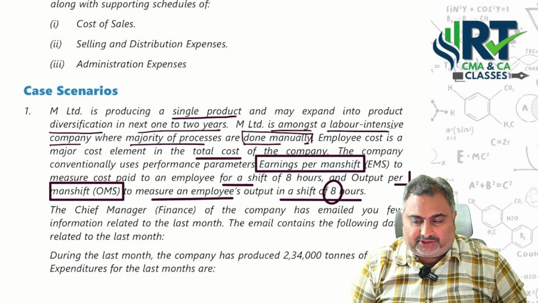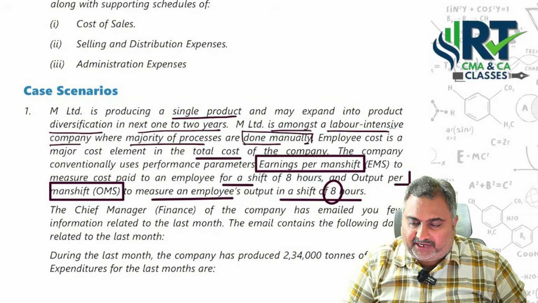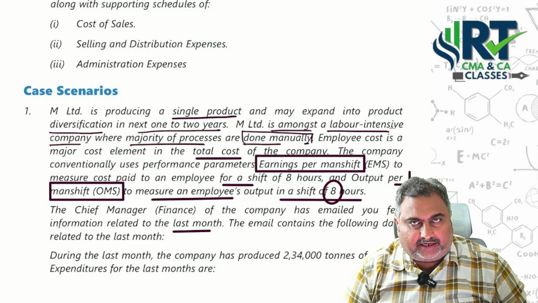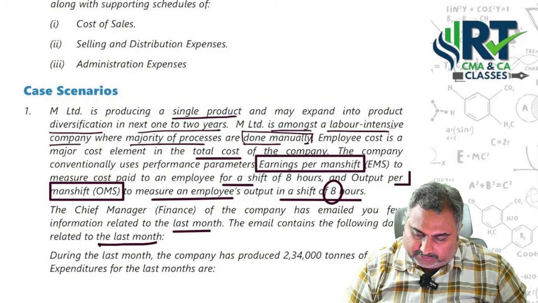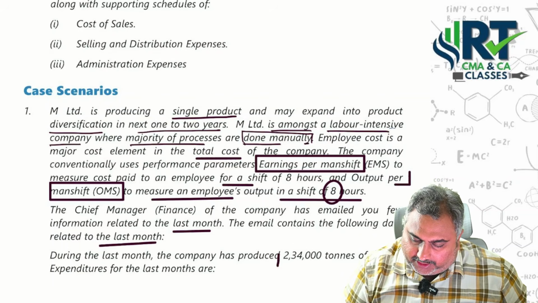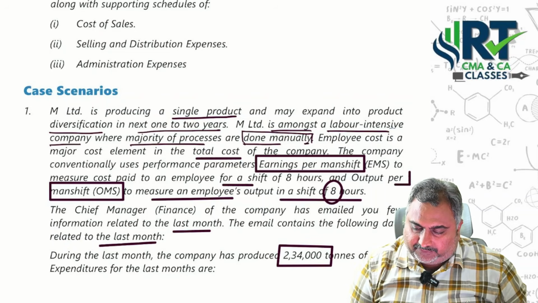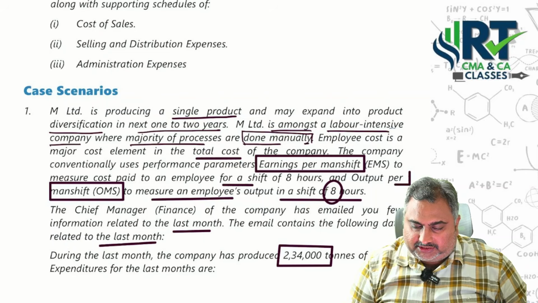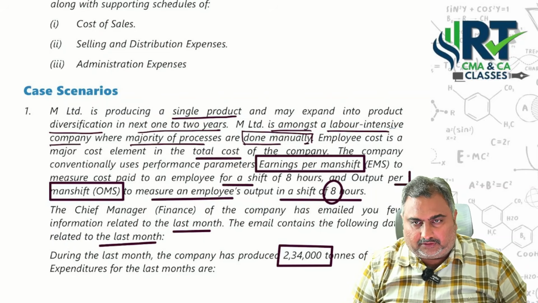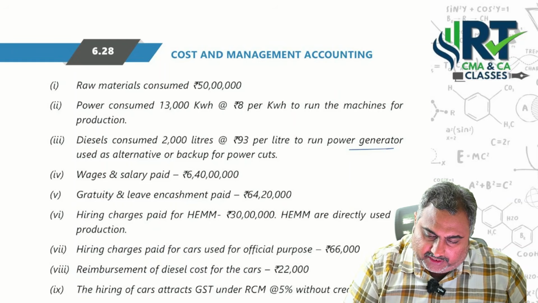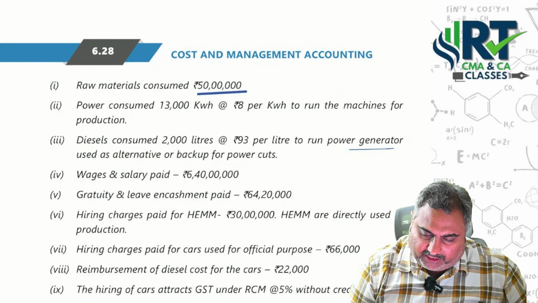The chief manager of the company has emailed you some information relating to the last month. The email contained the following data. During the last month, the company has produced 2,34,000 tons of output. The expenditure for the last month is as follows. Raw material consumed is 50 lakhs.